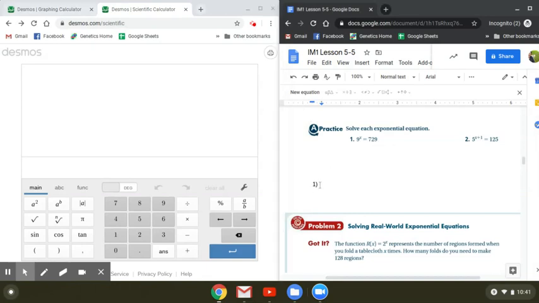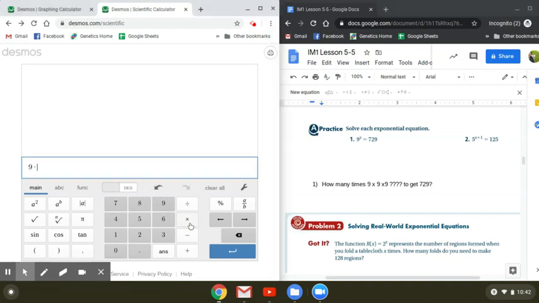So what we're actually asking is how many times do we need to multiply 9 times 9? How many times do we need to do that to get 729? Right? That's what we're asking. So we just take our calculator and we look at it. So we have 9 times 9. So that's 9 squared. 9 squared is 81. Times 9 again, 729. So we needed to multiply it 3 times.